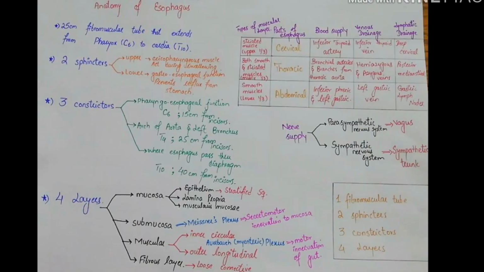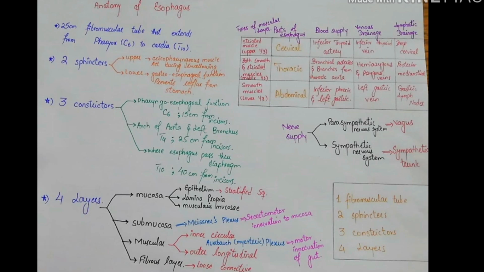So today we're going to talk about the anatomy of the esophagus. The esophagus is a 25 centimeter long fibromuscular tube that extends from the pharynx to the cardia. It has two sphincters, three constrictors, and four layers of different histological subdivisions.